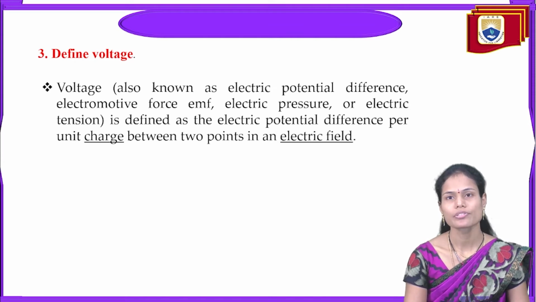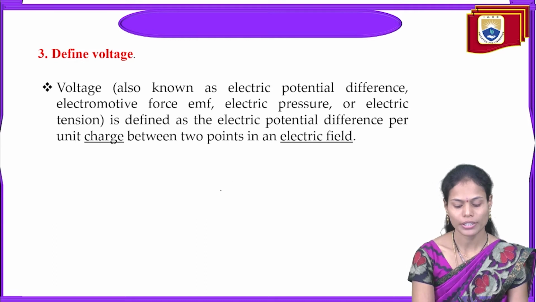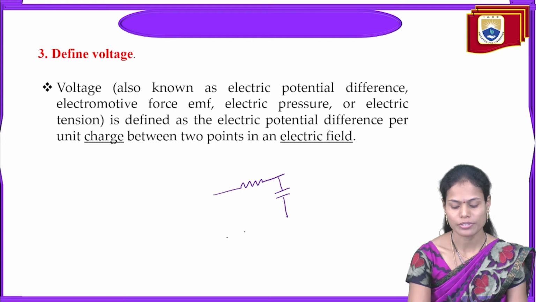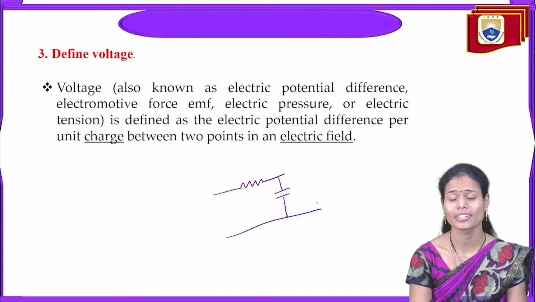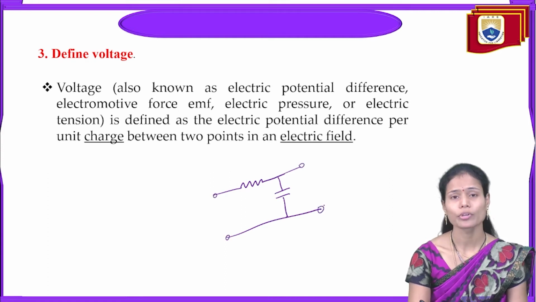So what is meant by voltage here? It is the electrical potential difference per unit charge between two points in an electric field. It is nothing but, if you take any particular circuit composed of different elements, suppose I am taking a resistor and a capacitor, the difference, or potential difference, between the points indicates the voltage here.